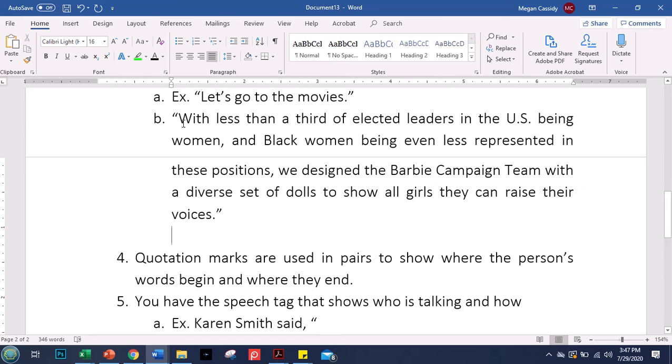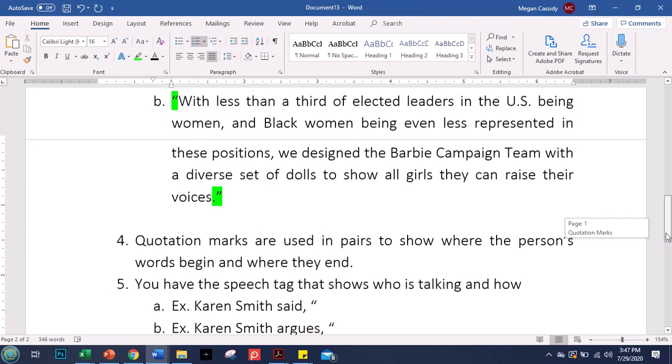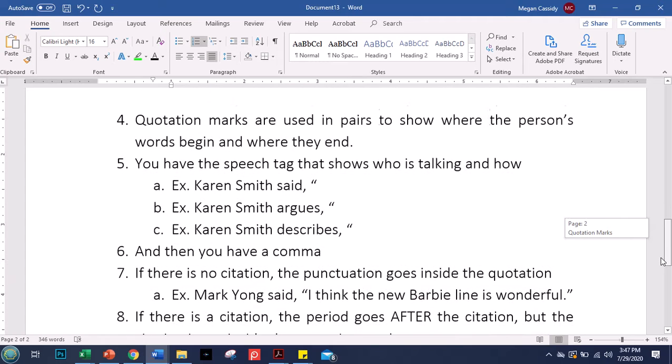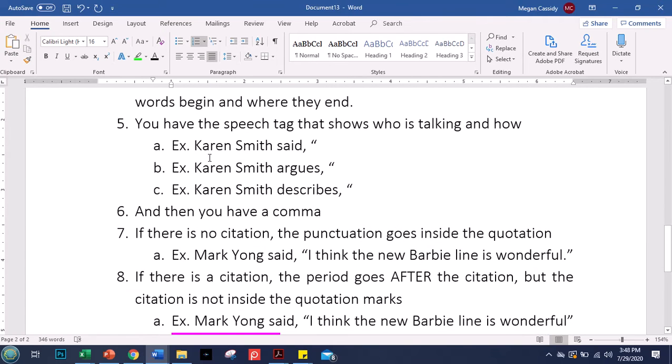Quotation marks are always used in pairs, right? So one at the beginning and one at the end to mark off or note where people's words start and where they end. And you need a speech tag to show who is talking and how they are talking. So we said before, Karen Smith said is a little bit different than Karen Smith argues, right? Or Karen Smith describes, or contends, or explains, or proves, or demonstrates.